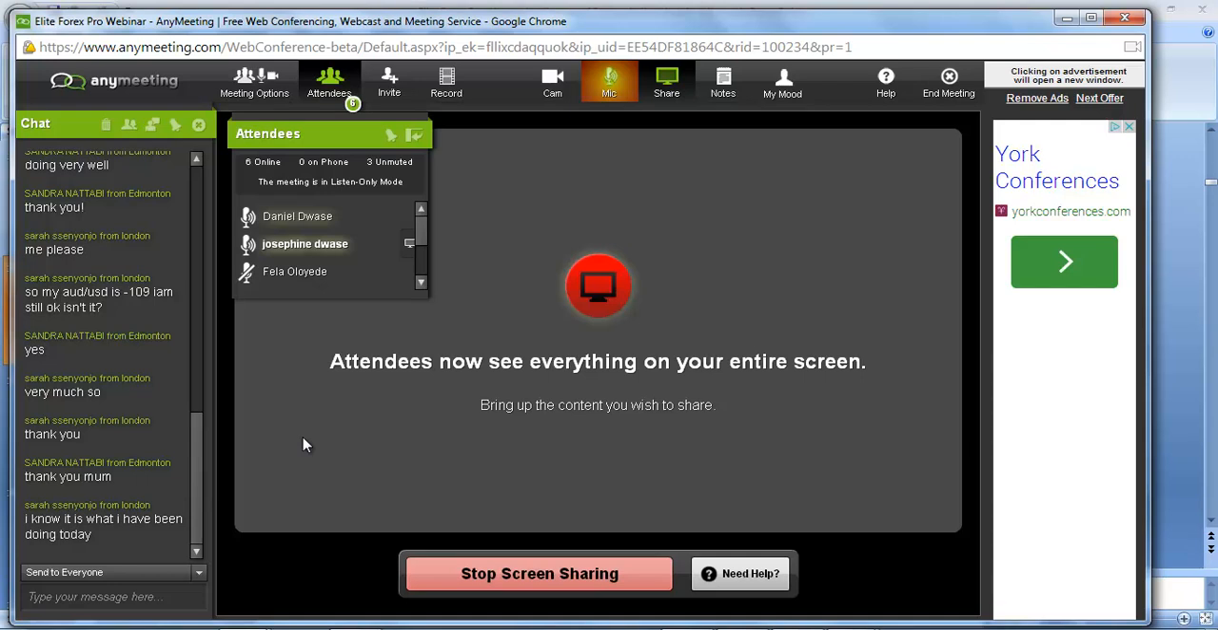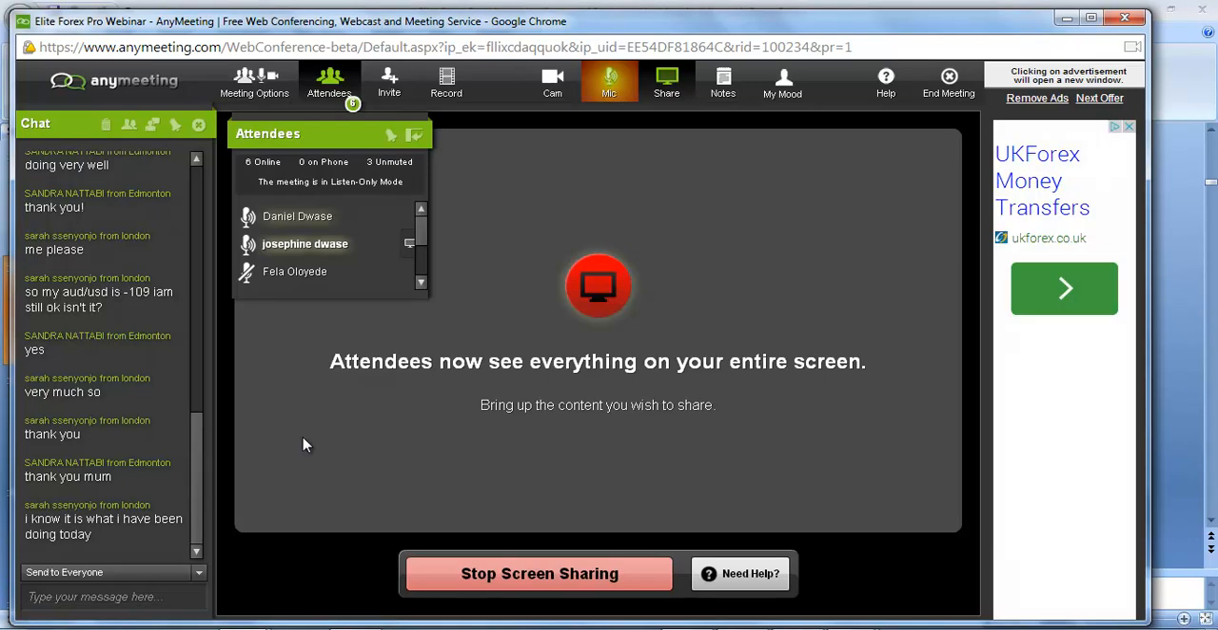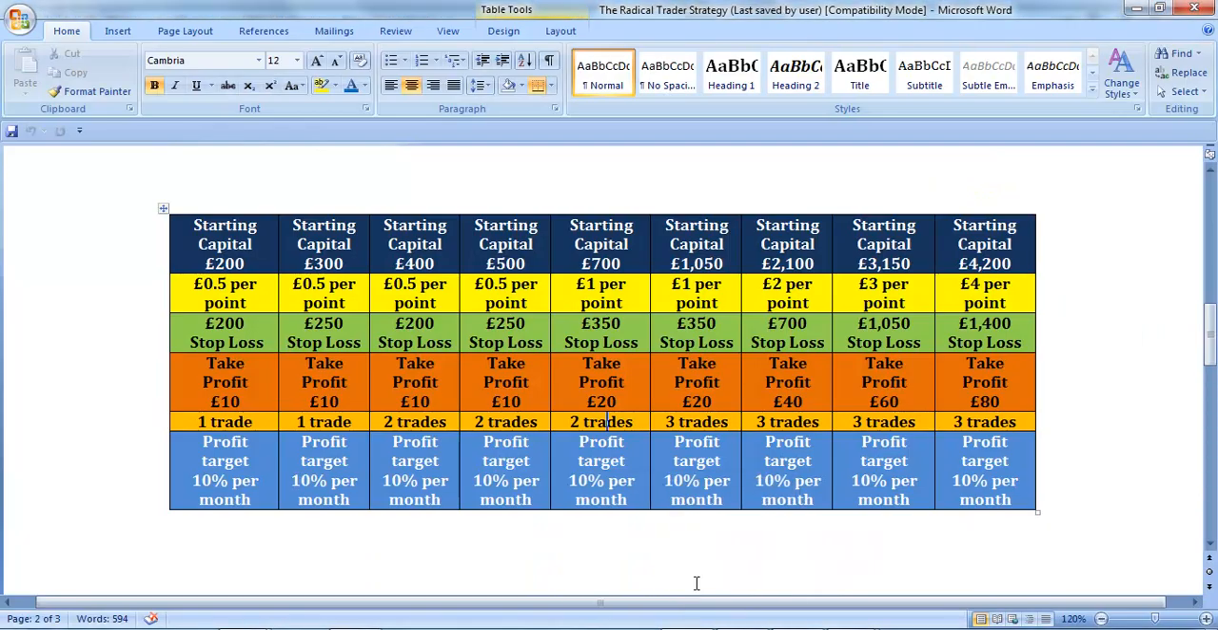Okay, so now I'm moving on to one of the most important parts of the trading, and that is the radical trader strategy. We have kind of amended it. Remember, on that day we couldn't really give it out. We've amended it.